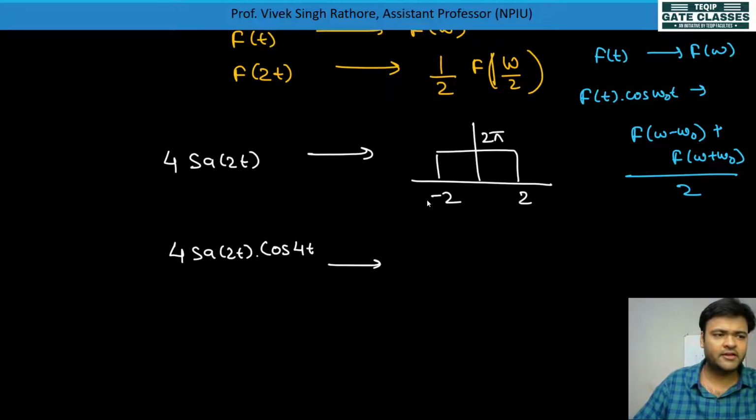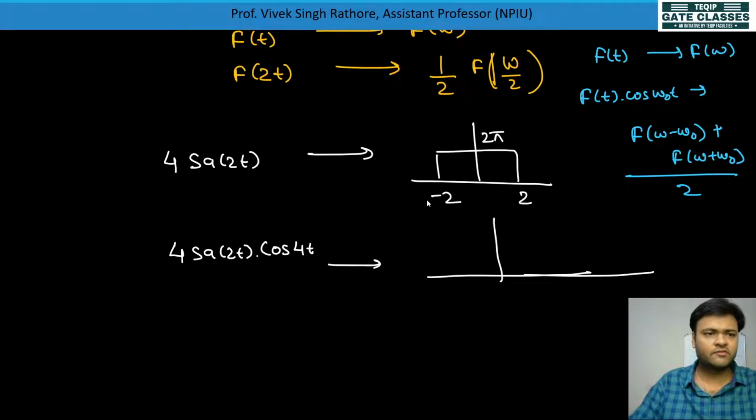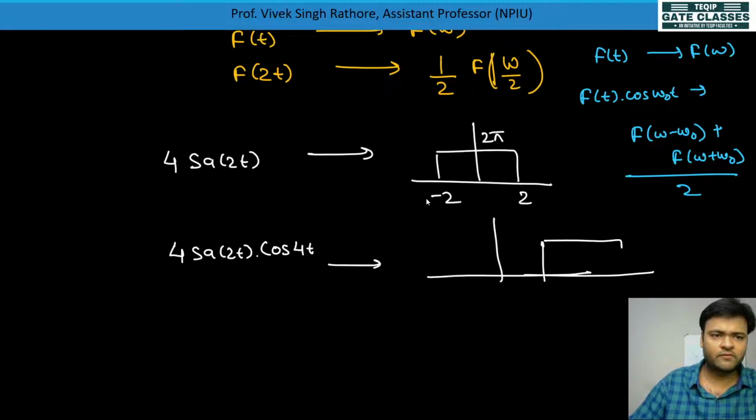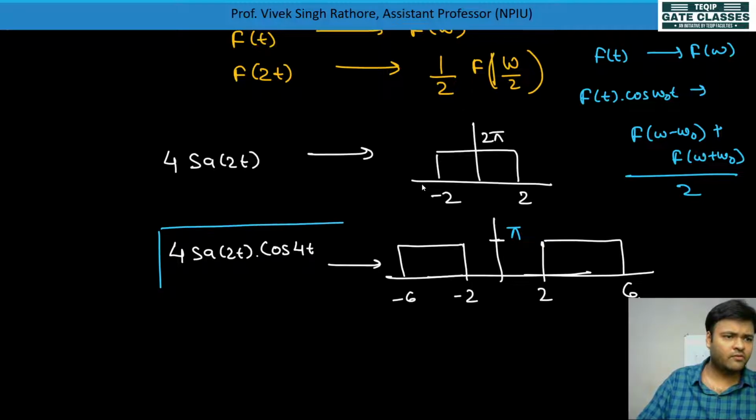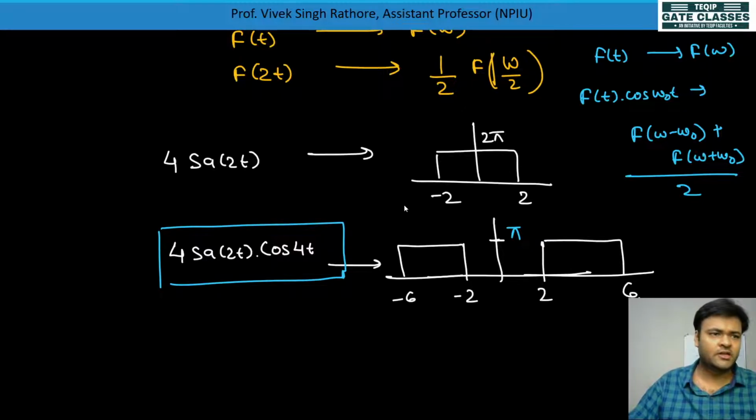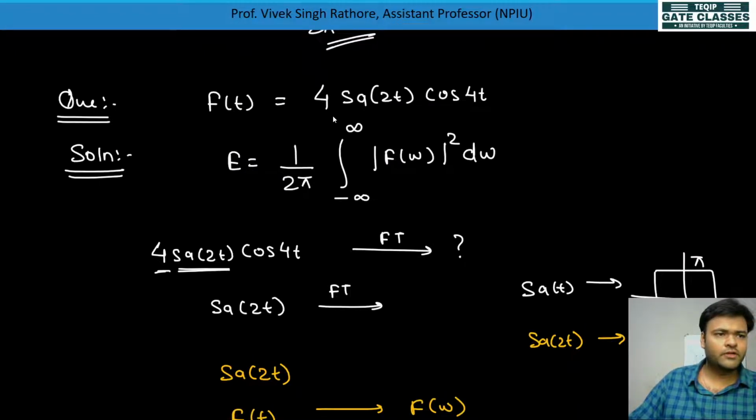If you are multiplying any signal with cos of something t, we have to shift it. So we shift f of omega by 4. Adding 4: minus 2 plus 4 is 2, and 2 plus 4 is 6, so one signal goes from 2 to 6. And the other is f of omega plus omega naught, so we shift to the left side also: 2 minus 4 is minus 2, and this will be minus 6 to minus 2. And the magnitude will reduce by half. What is the magnitude? 2 pi, so it reduces by half, and only pi is left. Now this is the Fourier transform of 4 sampling of 2t cos of 4t. Now what you need to do, as earlier, is calculate its f of omega.